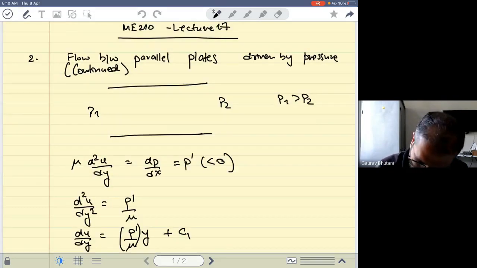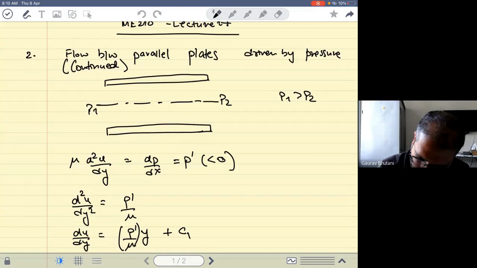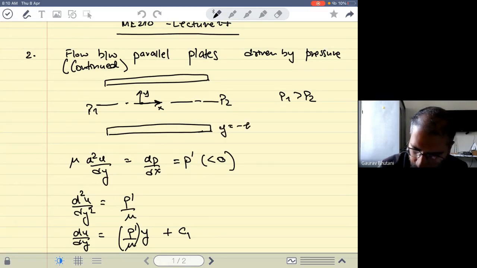Now remember, the way we defined our x and y coordinates was that at the bottom plate y was equal to minus h, and at the top plate y was equal to plus h. The distance between the plates was twice h.